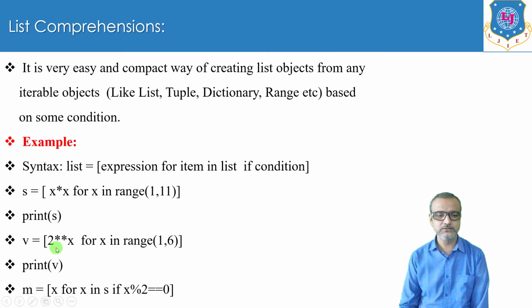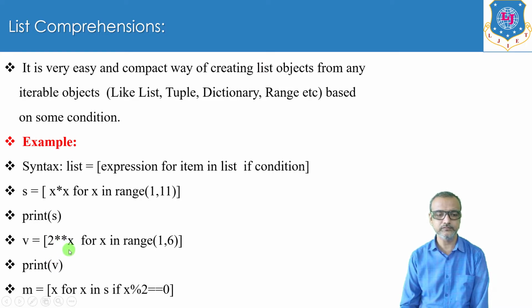Now v equals to 2 star star x. It will give us 2 raised to x for x in range 1 comma 6. So range 1 comma 6 will give us the elements from 1 to 6 minus 1, that is 1 to 5. So the possible values of x are from 1 to 5. So what will print do? It will print 2 raised to 1, 2 raised to 2, 2 raised to 3, 2 raised to 4 and 2 raised to 5.